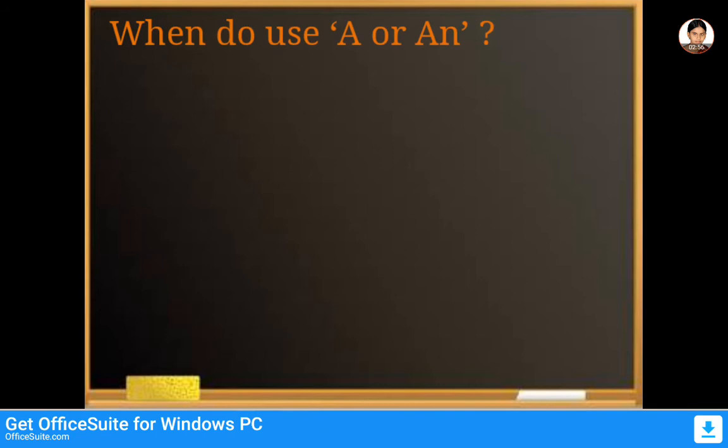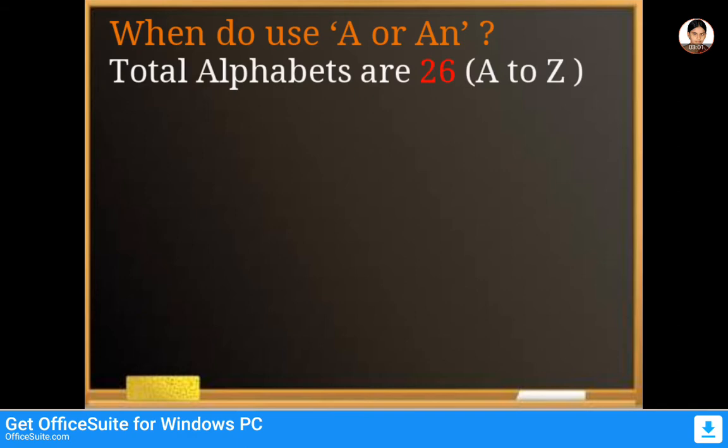When do you use a or an? How many alphabets do we have? We have 26 alphabets, A to Z. Out of these 26 letters, there are 5 vowels: A, E, I, O, U. These letters are called vowels.